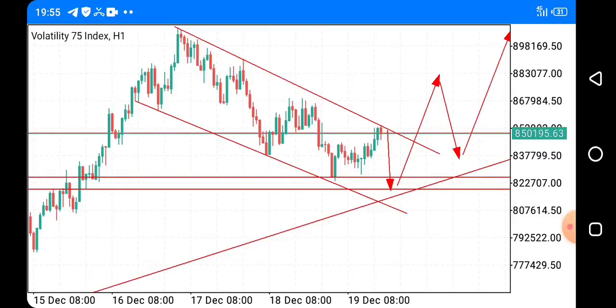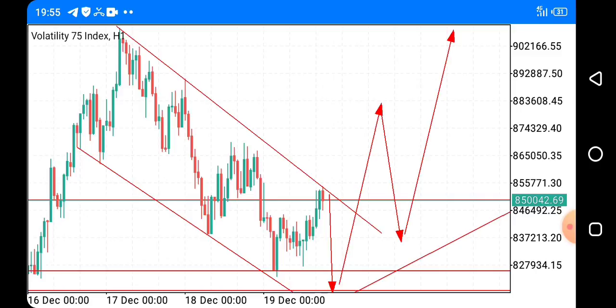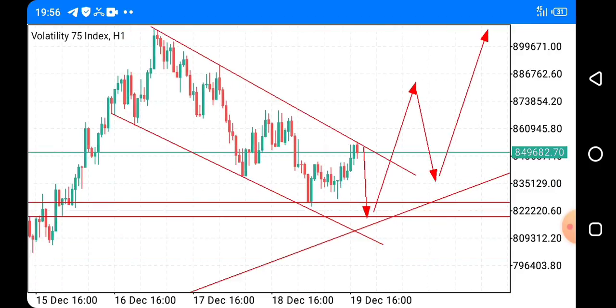A volatility 75 trading strategy that has transformed my trading life and has given me constant profit. With this strategy, I win at least 7 trades in 10 trades.